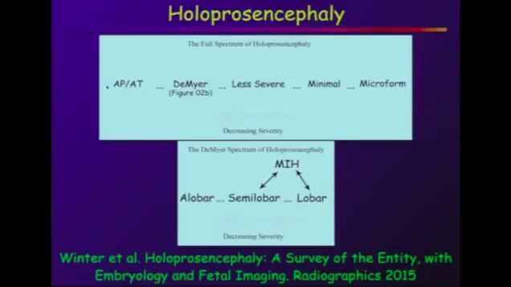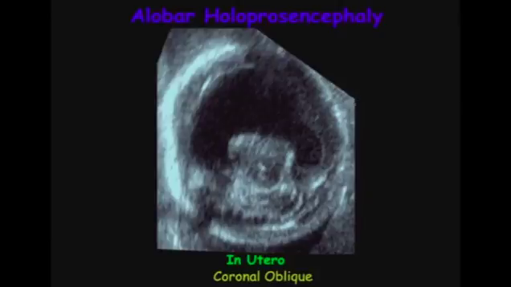There's a more severe part of the spectrum. Over here we have anencephaly, then aprosencephaly, absence of the forebrain, and atelencephaly, absence of the cerebral hemispheres. Then there are less severe forms, and then there's two specific forms called minimal and microform. So we're just going to focus on the DeMeyer spectrum right here, but this is classic alobar.